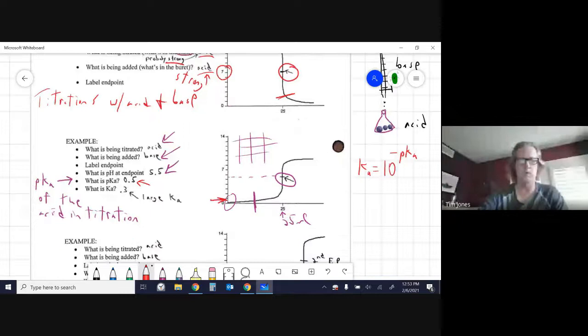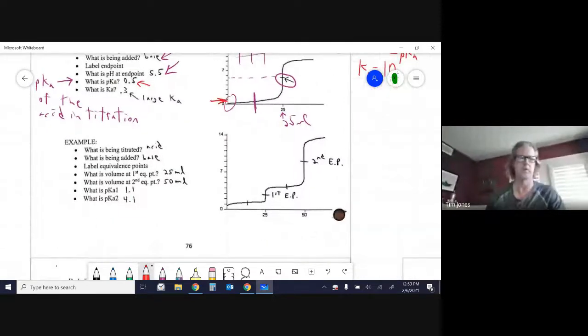And another one for practice. What's being added? Well, low pH, acid. I said it again, I keep doing that backwards. What's being titrated? An acid, low pH. What's being added? A base.